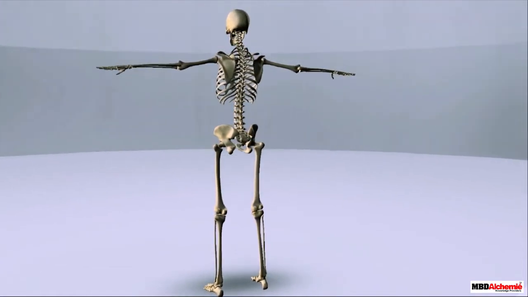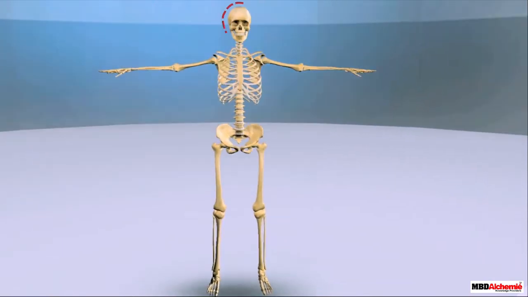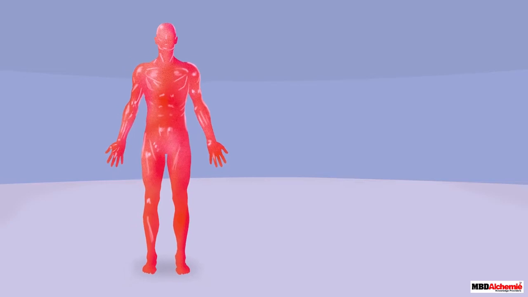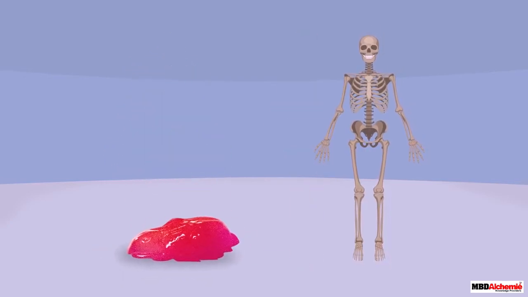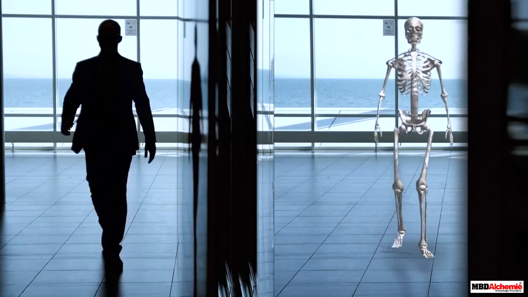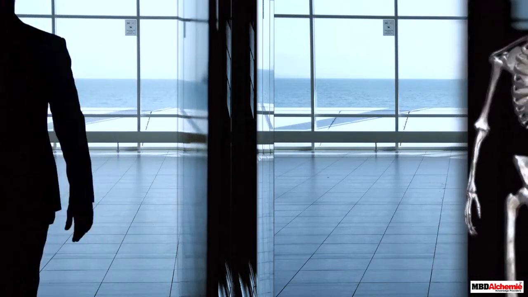Together, these bones form a framework that gives shape to our body. This framework is the skeleton. A body without a skeleton will appear like a jelly that has no shape of its own. Not only does the skeleton give shape and support, it also helps in the movement of various parts of the body.